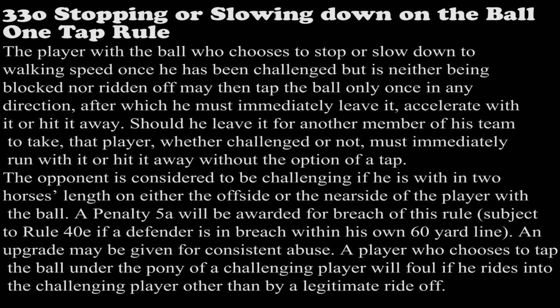A player who chooses to tap the ball under the pony of a challenging player will foul if he rides into the challenging player other than by a legitimate ride-off. The rule of walking applies when a player with the ball does not have an opponent less than 2 horses away in front of him and is not being blocked, and he stops or walks. He can only tap once. The second has to be a hit, or he has to start off at speed. If he decides to leave the ball to a teammate, the latter has to hit it or also start carrying it at speed. Walking will be punished by at least a penalty number 5.